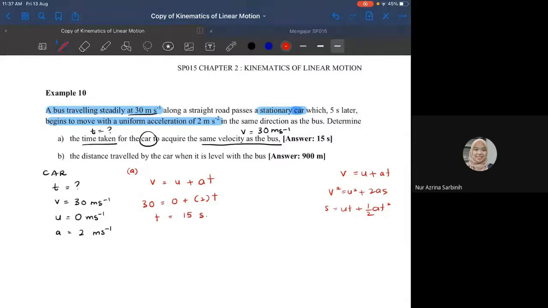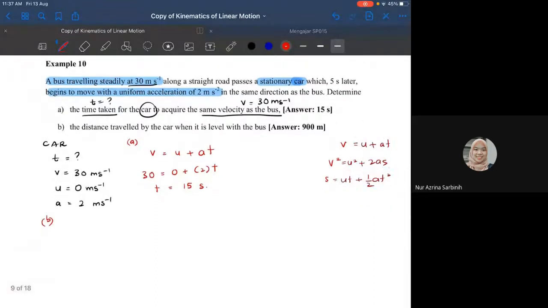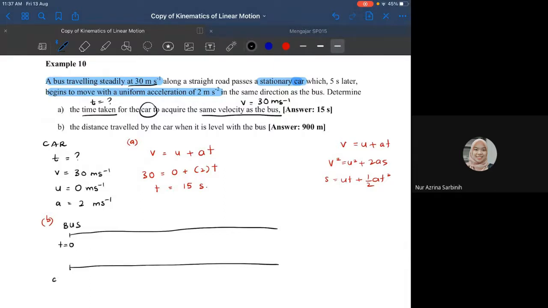Okay. And then the B1 would be a little confusing tapi tak susah pun. Okay. So kita buat timeline lah kat sini. So katalah kita ada bus kan. See we have a bus. So this is bus, katalah ni T sama dengan kosong lah. And then this one we have our car. Okay, this is our car.